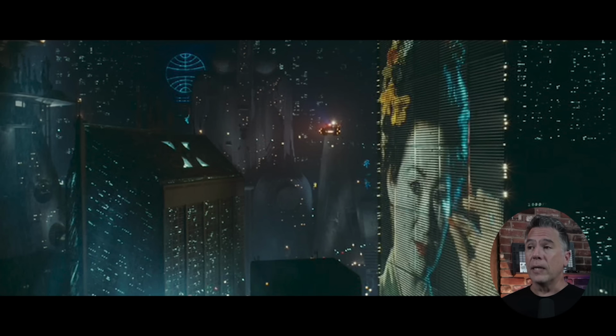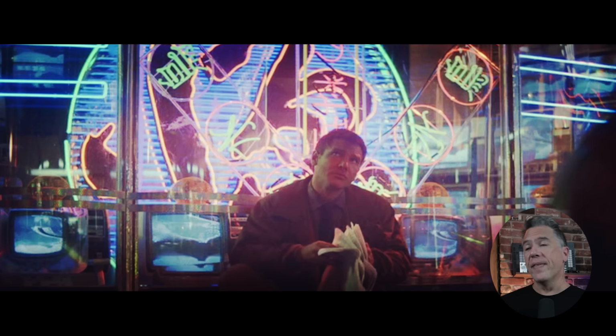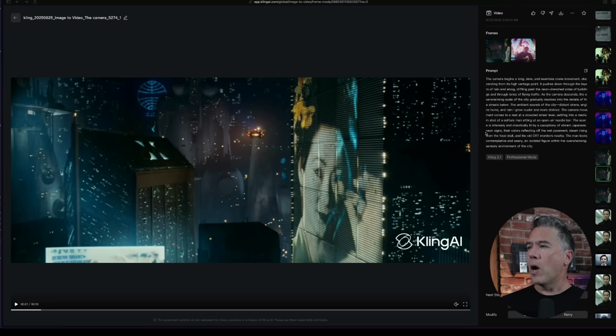Now, in terms of prompt adherence, I do have to say it's very good. So taking this iconic shot from the original Blade Runner, and then another shot from the same film of Deckard at the noodle shop, and then running this with a longer prompt that essentially boils down to pan the camera down, we end up with this.